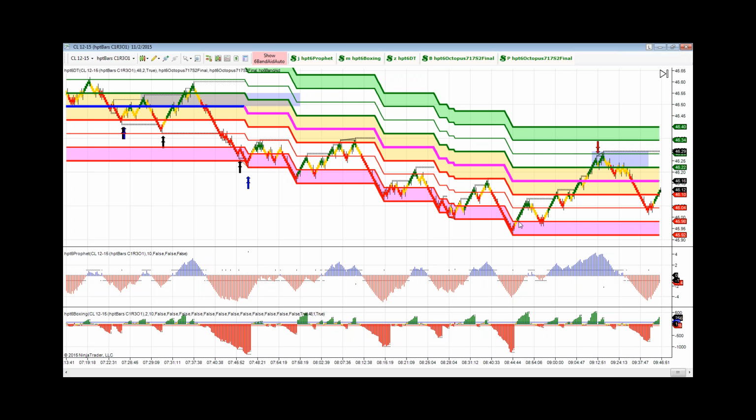So again, that's how you selectively trade these markets, and that's how you use different types of trading methodologies at different parts of the day to be a successful trader, basically day in and day out. Now let's take a look at another market.